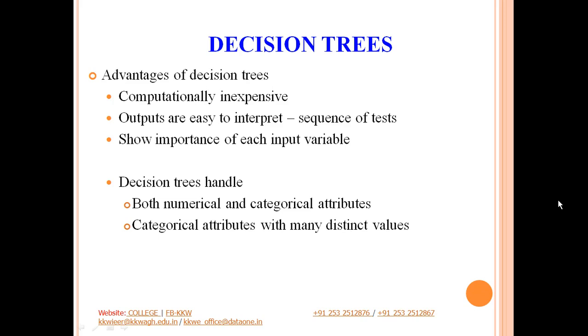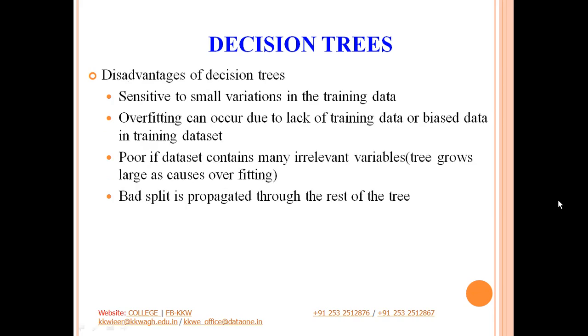Also, one of the advantages is that a decision tree is capable of handling both numerical as well as categorical attributes. In the case of categorical attributes, we can even have attributes with many distinct values. That is, not only a categorical attribute which has only 2 values, but even if it has many distinct values, a decision tree can handle it. Now we proceed to the disadvantages. One of the disadvantages is that it is sensitive to small variations in the training data.